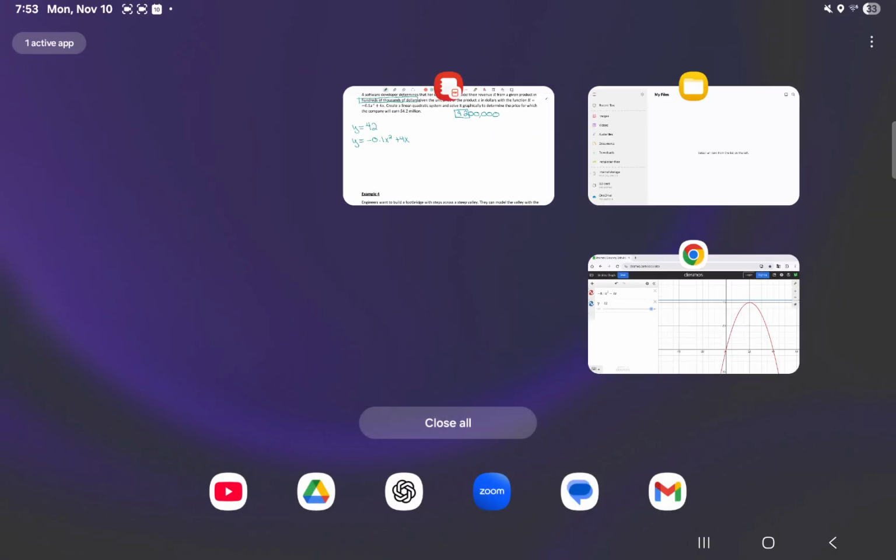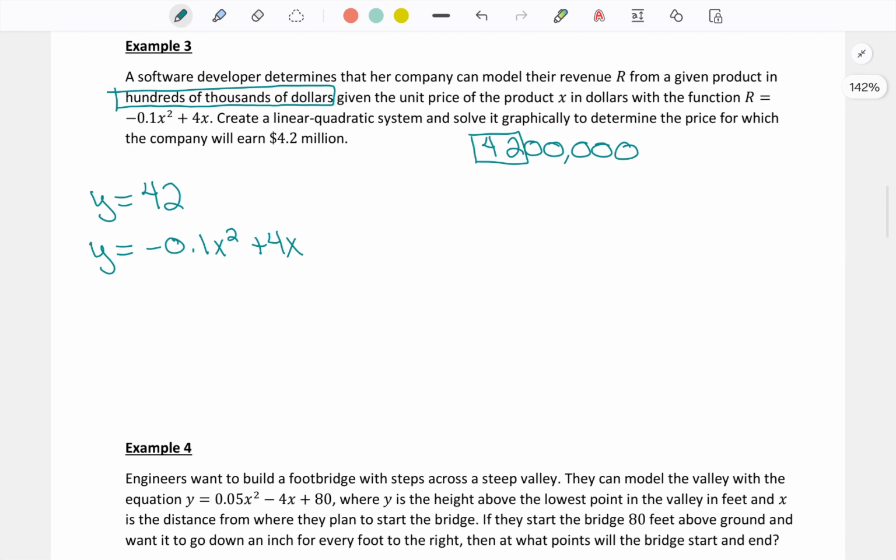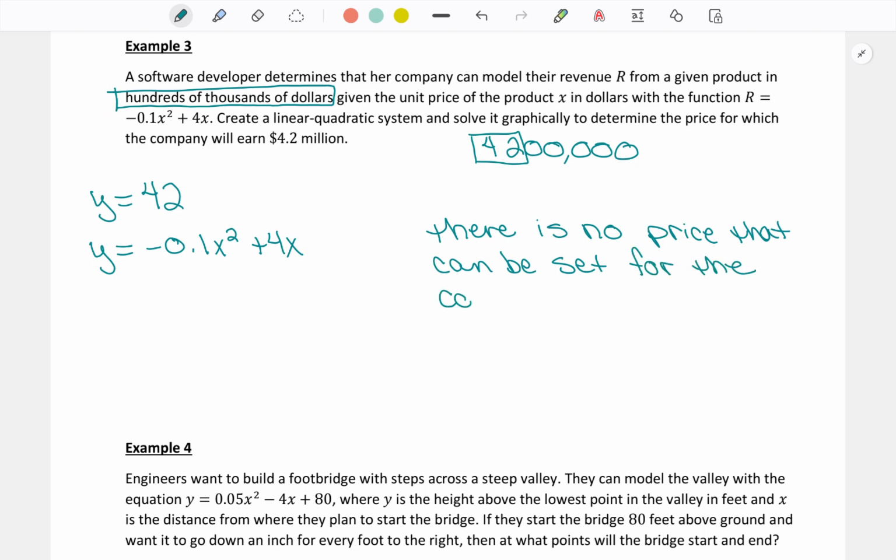So there is no price that can be set for the company to earn 4.2 million. And we know that because our equations don't cross.